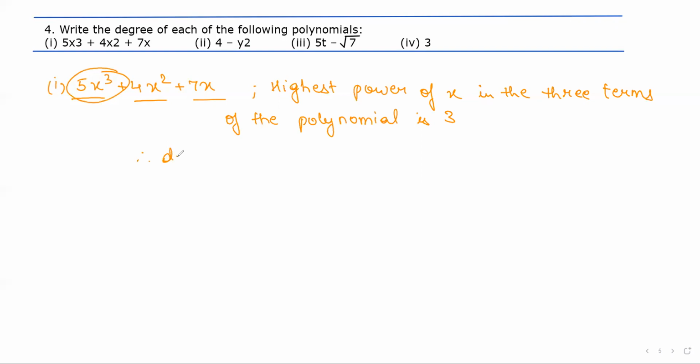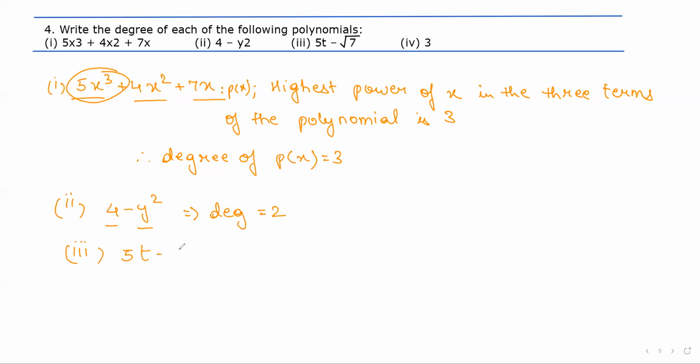Therefore, degree of p of x, I'm calling this as p of x, is equal to 3. Second, 4 minus y square. Now, by observation, this is a constant term, y to the power 2. So degree of the given polynomial is equal to 2. Next, 5t minus root 7. Now, root 7 is a constant, so the variable term is 5t, t to the power 1, hence degree is equal to 1.